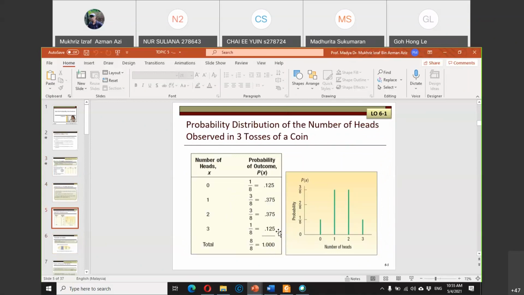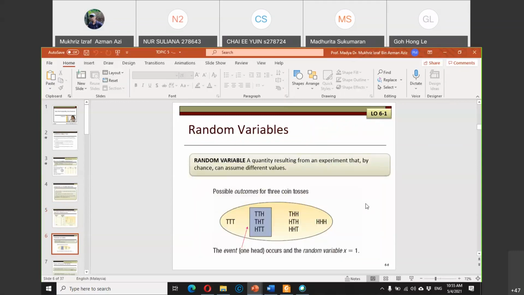So that is probability distribution. You do an experiment, as simple as tossing a coin, and then you construct a simple distribution table. You try to see what the different possible outcomes are from that experiment, and convert that into a simple probability distribution table. So that is probability distribution.